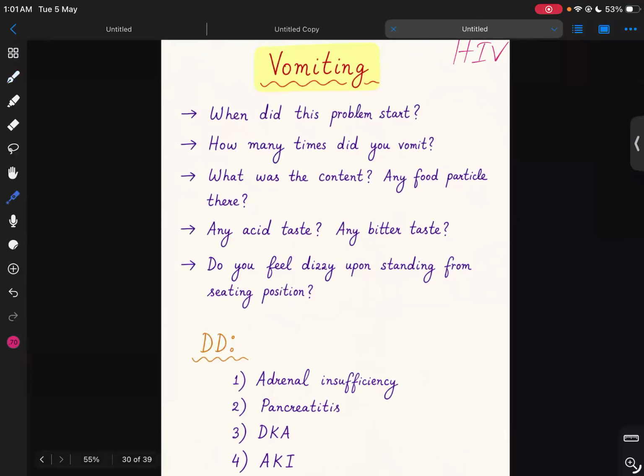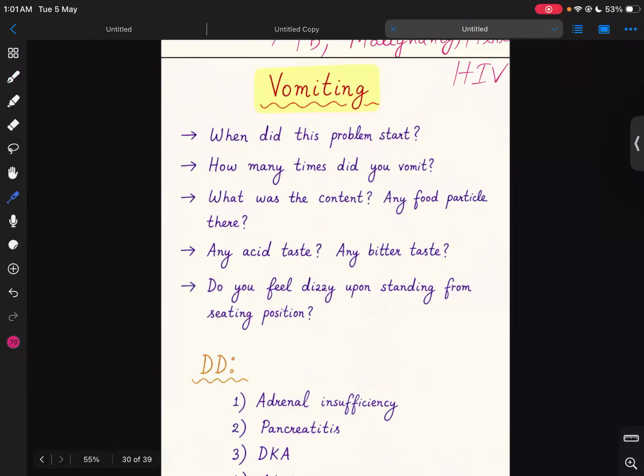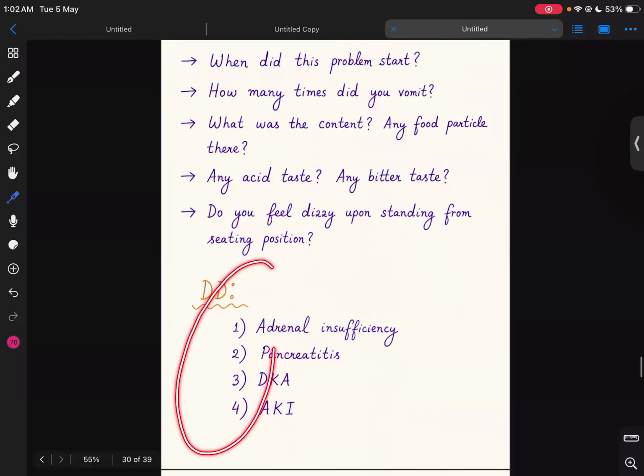So what are the initial questions for vomiting? The initial questions are: when did the problem start? How many times did you vomit? What was the content? Any food particles there? Then, is there any acid taste, any bitter taste? Acid taste is to identify whether the content is from the stomach. Bitter taste is to identify whether there is any content from the small bowel also, like the duodenum. Then to rule out hypovolemia, we have to ask, do you feel dizzy standing from the sitting position? Then you can directly jump into the differential diagnosis.